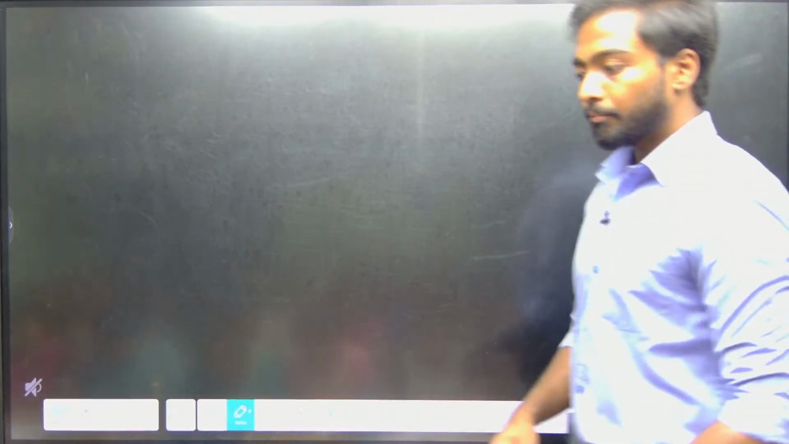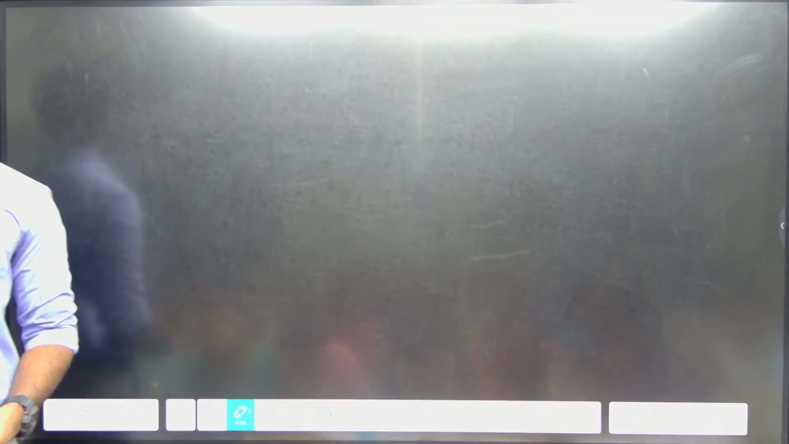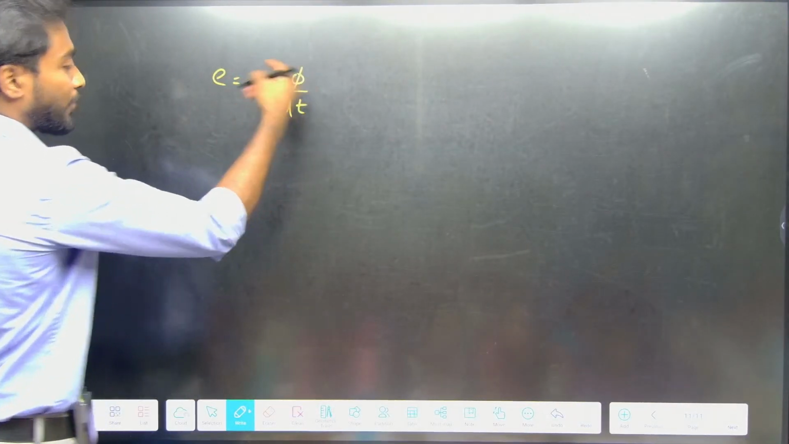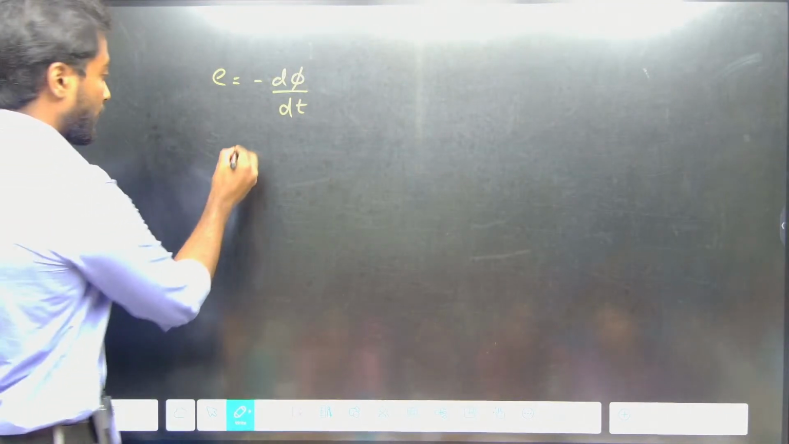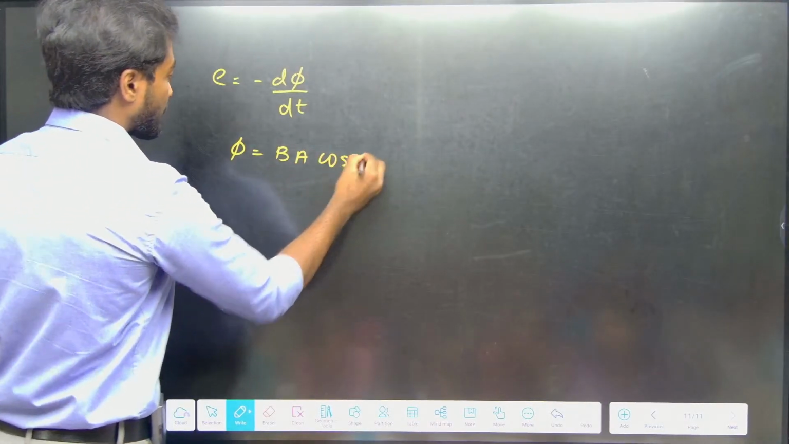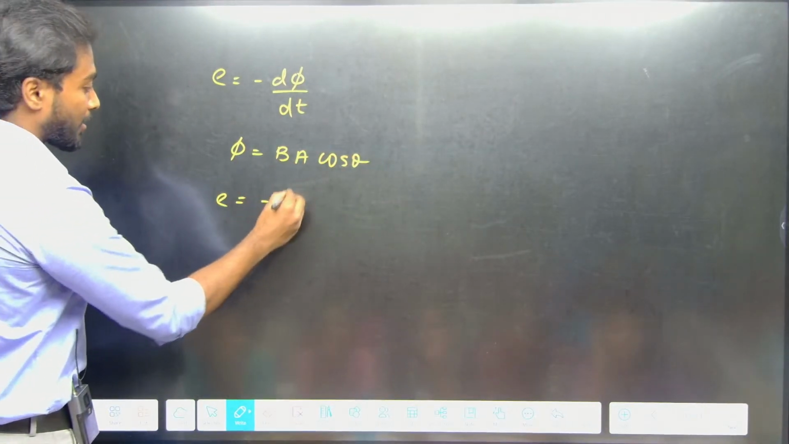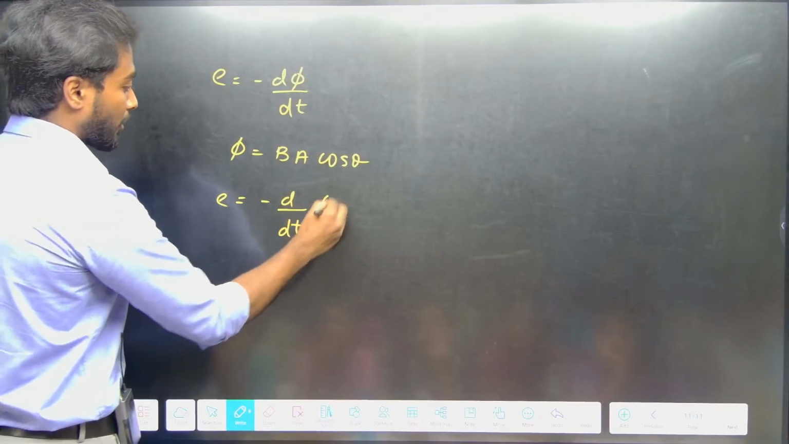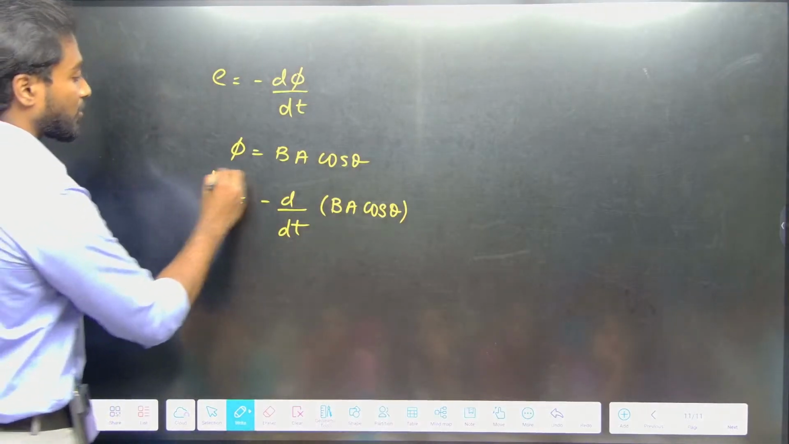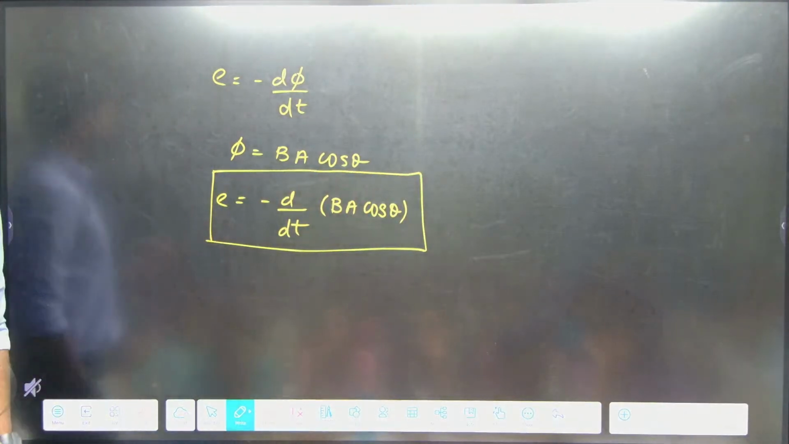Write down the note point. So what was the EMF we are talking about here? E is equal to minus d phi by dt. What is the flux we are talking about here? BA cos theta, no? We know that flux is equal to BA cos theta. So I can say that E is equal to minus d by dt of BA cos theta. This is my formula for the EMF.